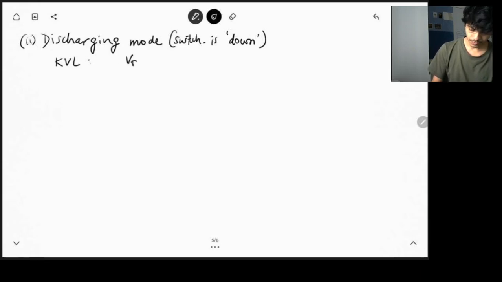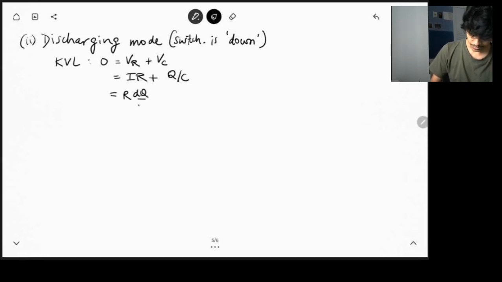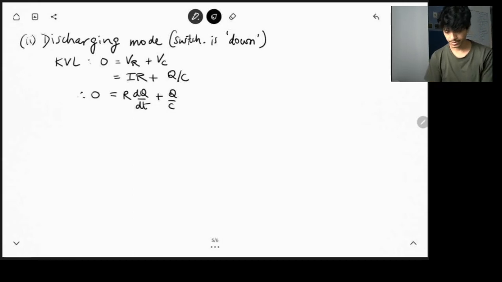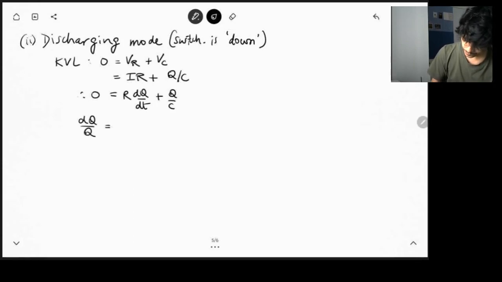So the voltage across the resistor and the voltage across the capacitor total has to be equal to 0, because there is no source of EMF this time. So once again, this is IR and this is Q divided by C. So this is R dQ by dt plus Q by C. Once again, we have a nice differential equation, linear, and it should be possible to solve this just by separation of variables. So we end up with dQ over Q is minus dt over RC.